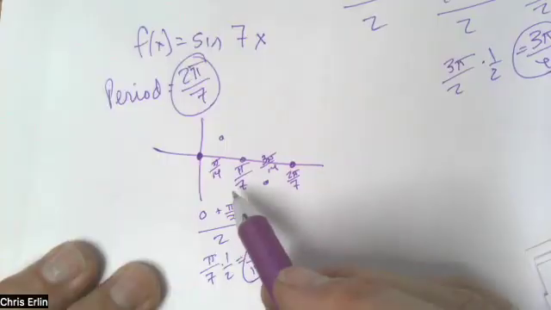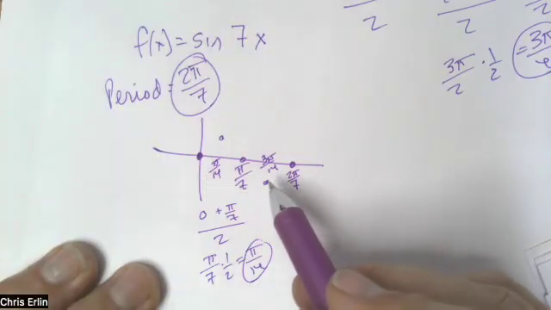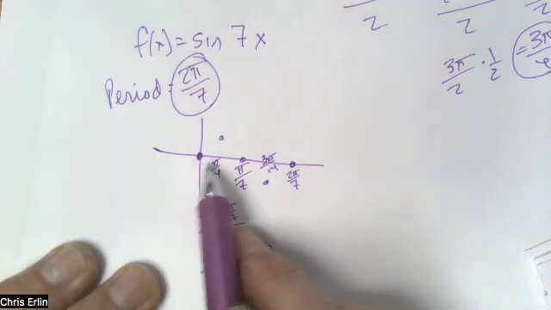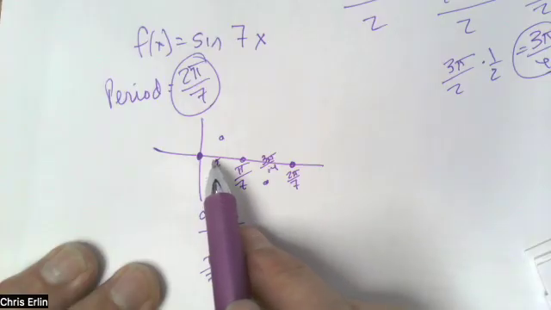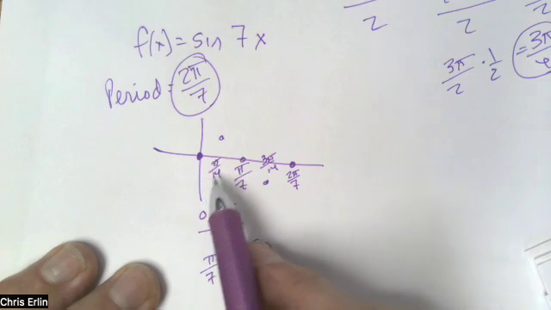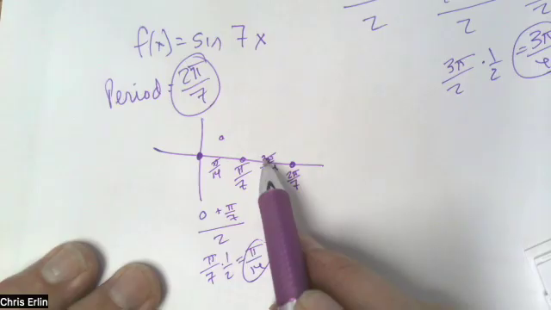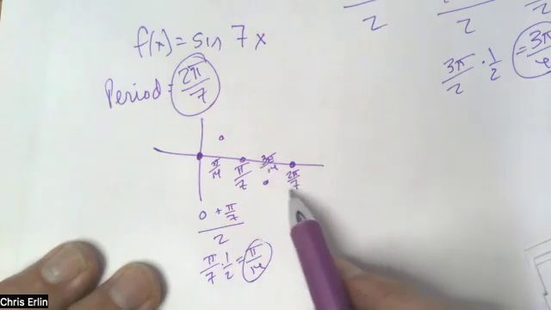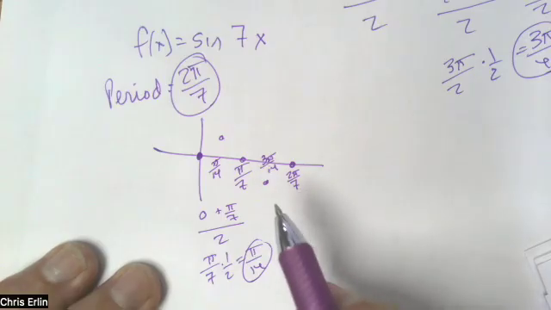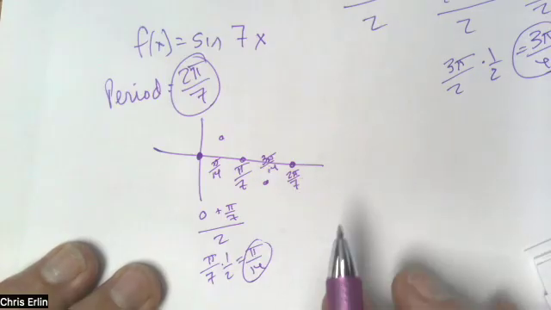And pro tip, we broke this up into even fourths. How big is this gap from 0 to pi over 14? Pi over 14. So this is 1 pi 14th. This is 2 pi 14ths. This is 3 pi 14ths. This is 4 pi 14ths. It's broken up into even fourths.